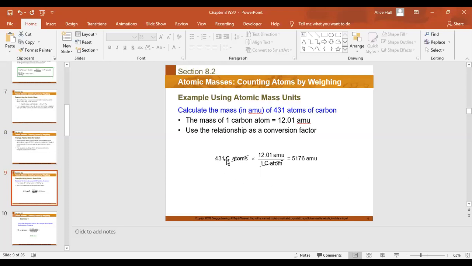We've got 431 carbon atoms. We want to convert it to AMU. We know that the mass of one carbon atom has 12.01 AMU per one carbon atom. We're setting it up to get rid of the atoms, so they're going to cross off diagonally, and we're going to be left with AMU as a unit. So we've got 431 times the 12.01 will give us 5,176 AMU.